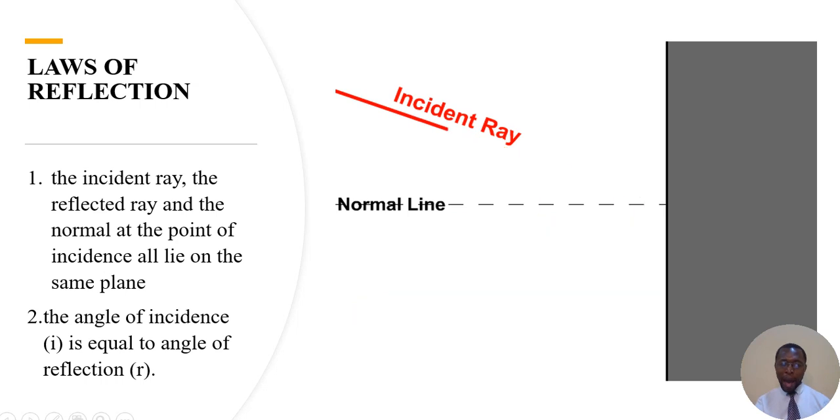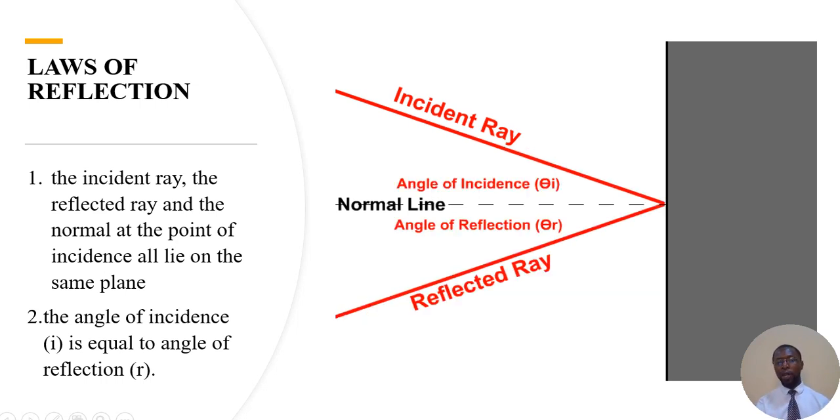And then the second law states that the angle of incidence is equal to the angle of reflection. And what then is the angle of incidence? The angle of incidence is the angle formed between the incident ray and the normal. If you check this here, the angle here is known as the angle of incidence, while the angle of reflection is the angle between the normal and the reflected ray. So the second law states that the angle of incidence, that is theta I, which you see here, is equal to theta R, which is the angle of reflection.